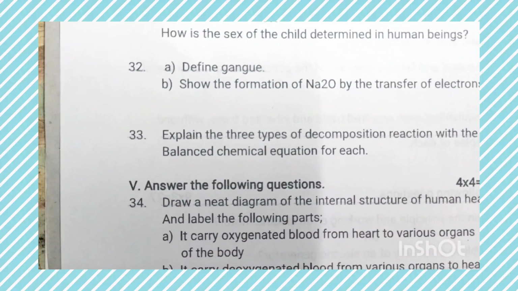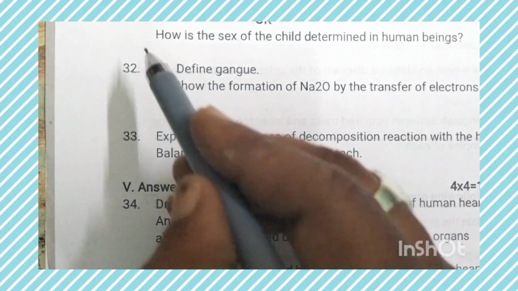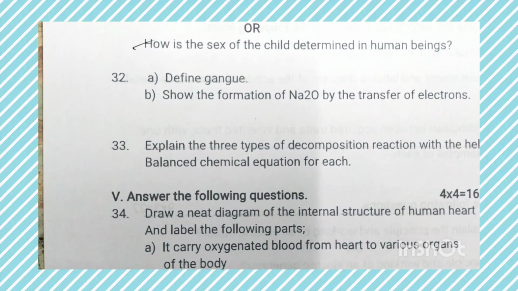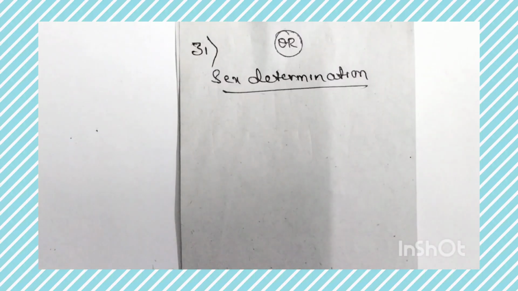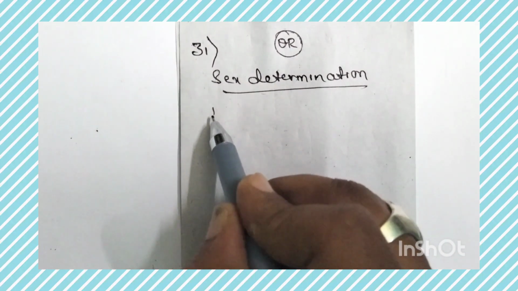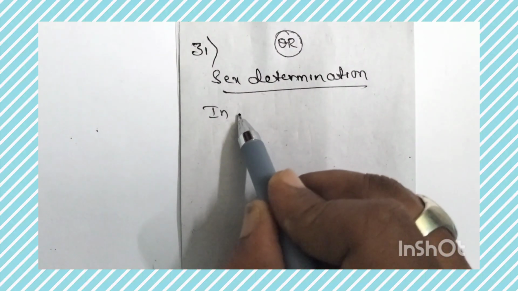Now let us move to the next question. In that one only option is there. How is the sex of the child determined in human beings? So let us answer this question now.